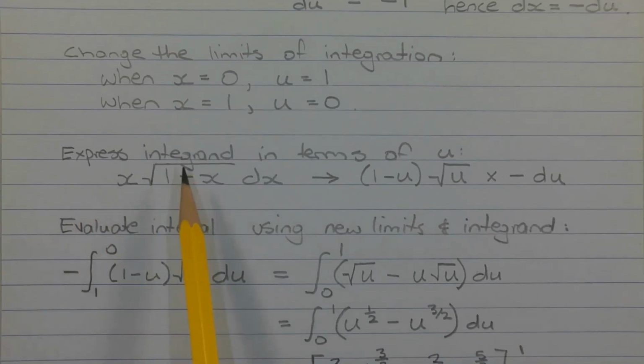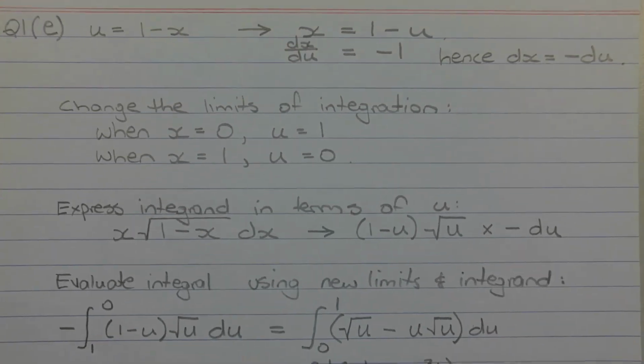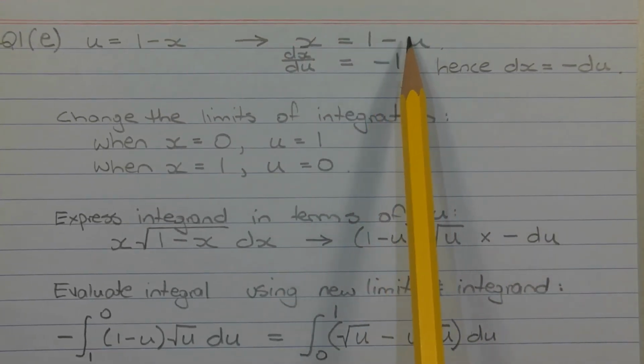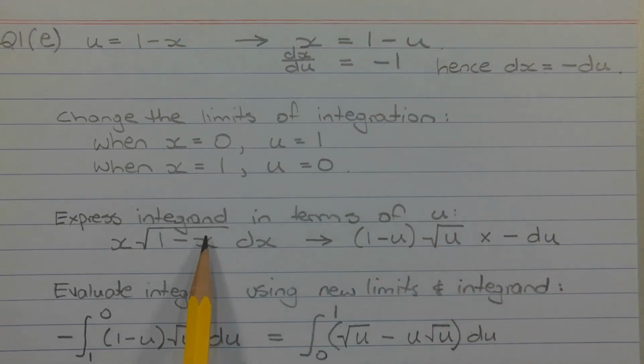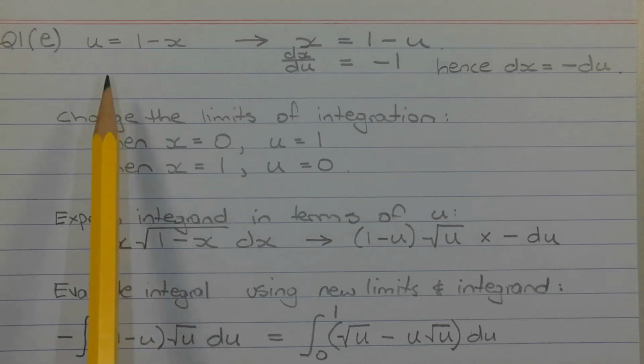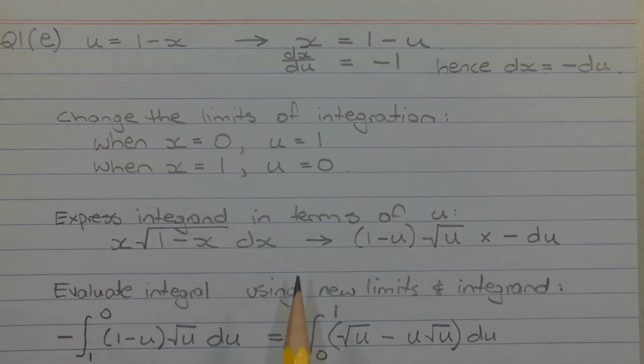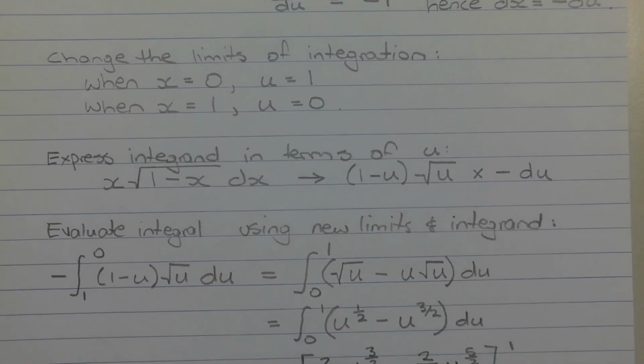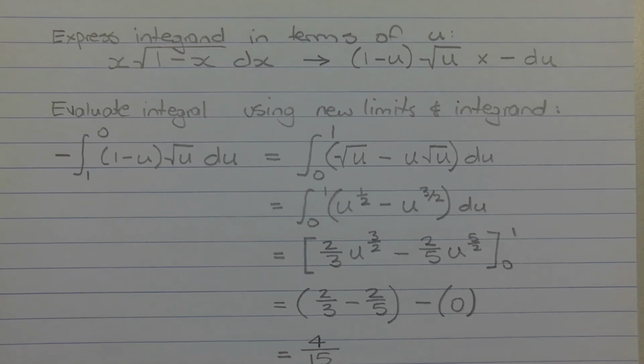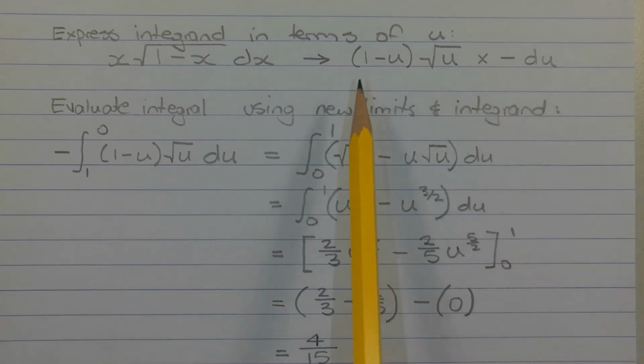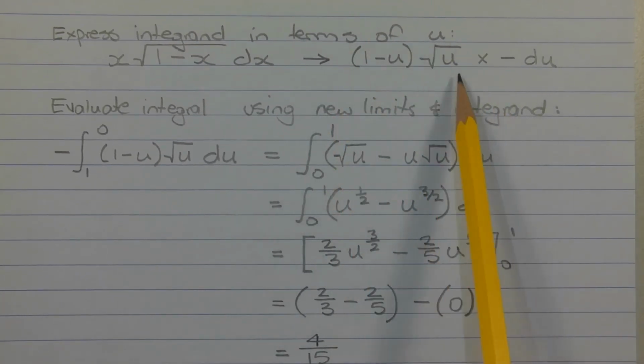Next, express the integrand in terms of u. So the original integrand is x times the square root of 1 minus x dx. Now the x gets replaced with 1 minus u. Now the 1 minus x inside the surd gets replaced with u, and the dx gets replaced with negative du. So the new integrand is (1 minus u) times the square root of u times negative du.